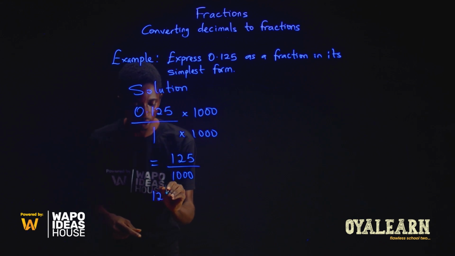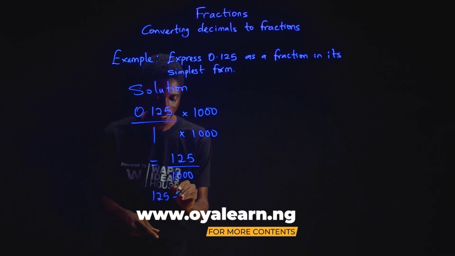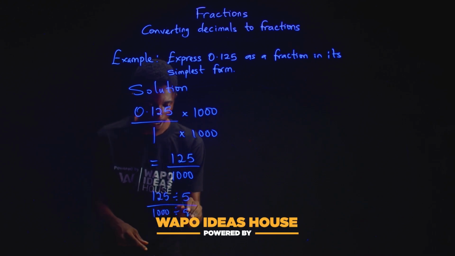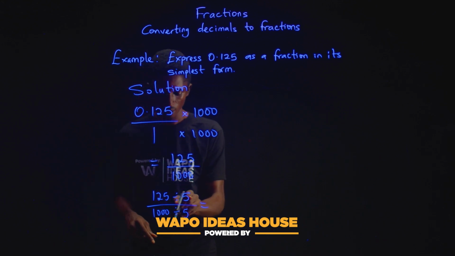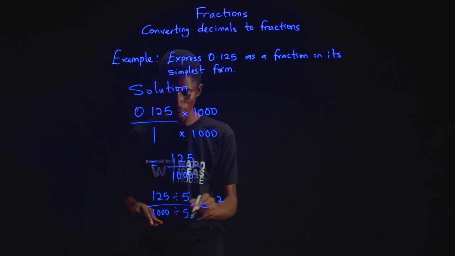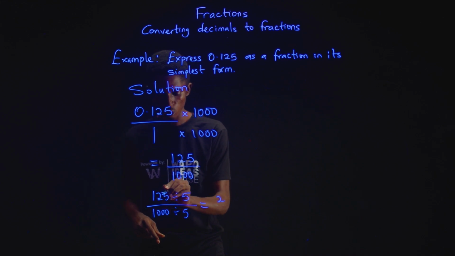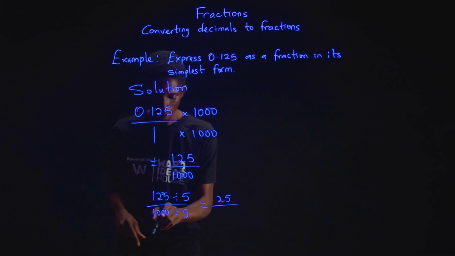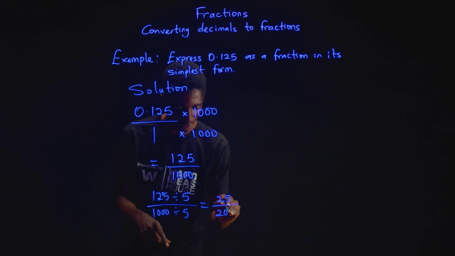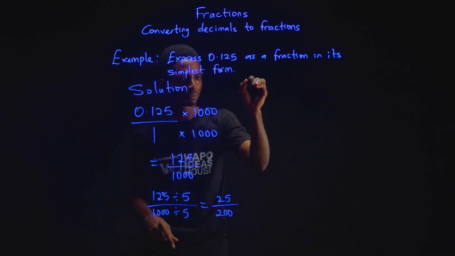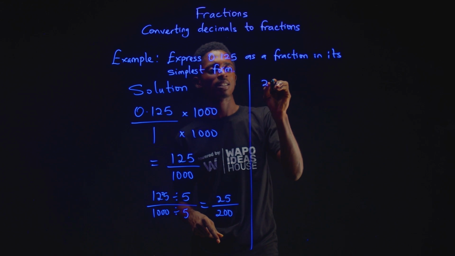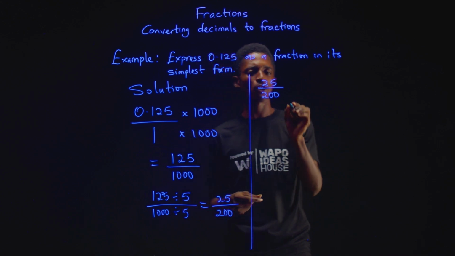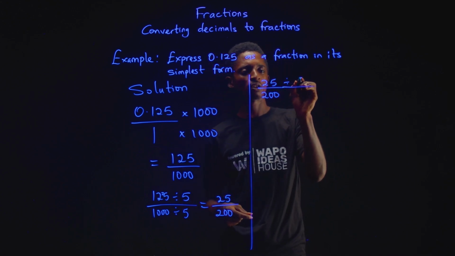So we have 125 divided by 5 and also 1000 divided by 5. This would give us 5 in 12, that's 2, remainder 2. Now in 25, 5 over, now 5 in 10, that's 2, then 0, 0. Now we have 25 over 200. We can still divide further, so we divide by the next factor, which is still 5.